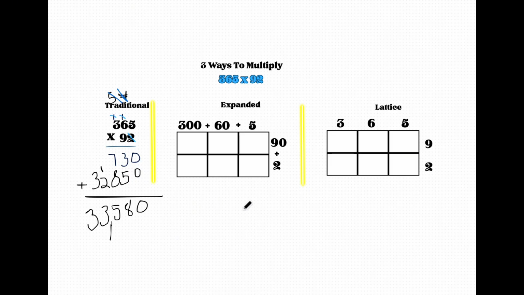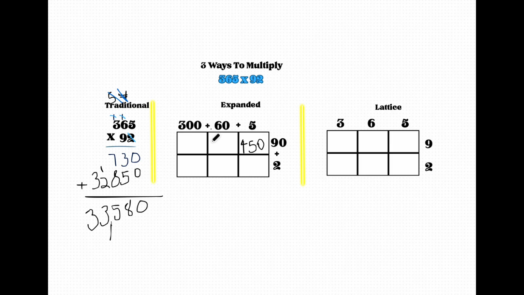Now we're going to move on to the expanded. I had to expand 365 to 300 plus 60 plus 5. And I'm going to multiply that by 90 plus 2. So 9 times 5 is 45. And then I'm going to add that 0 in from the 90.